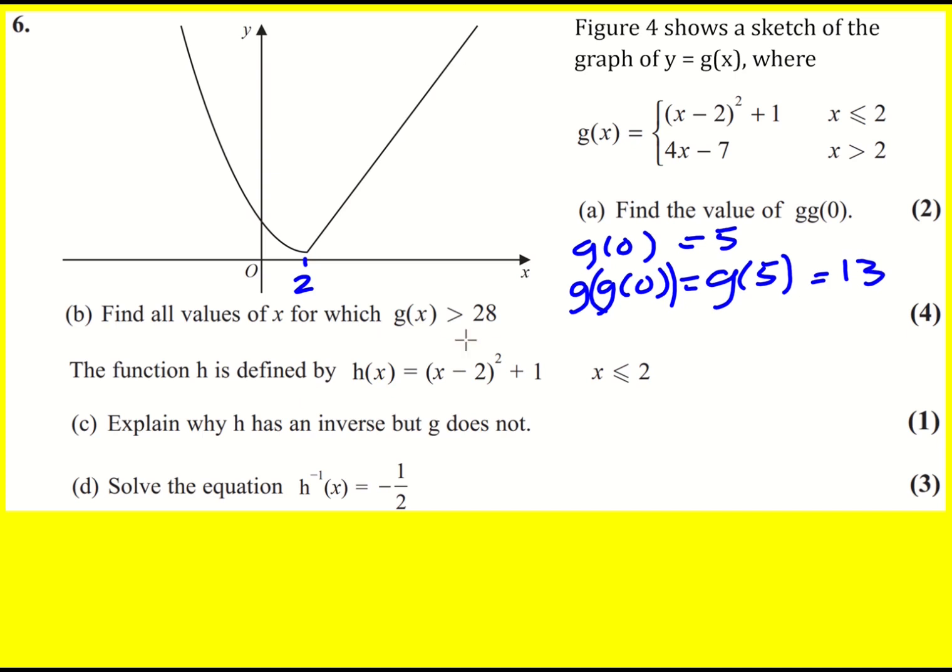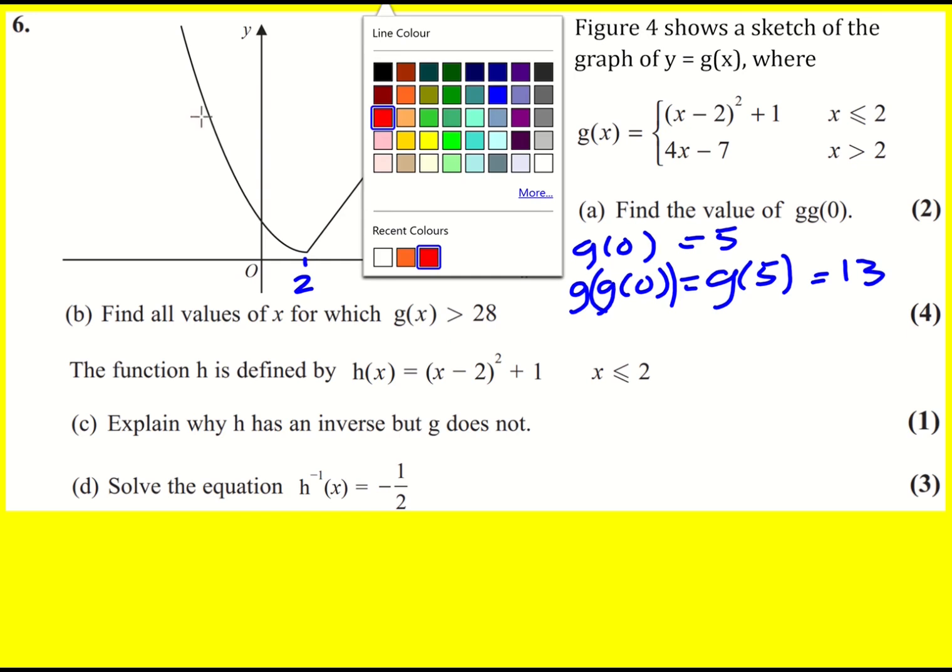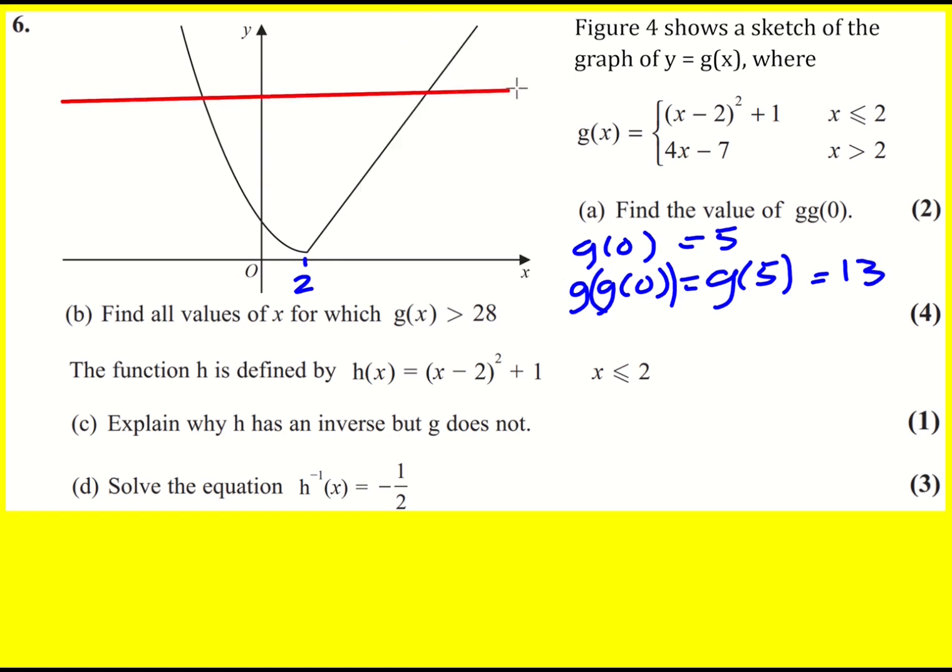Now find all values of x for which g of x is greater than 28. So let's find out where it's equal to 28. I'm just going to draw this horizontal line. That is y equals 28. And I want to find these 2 points here, which will lead me to x being bigger than this value or less than this value here.